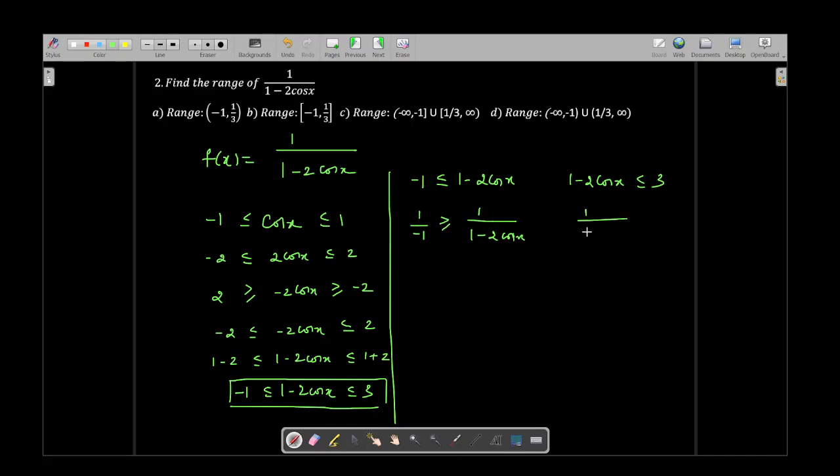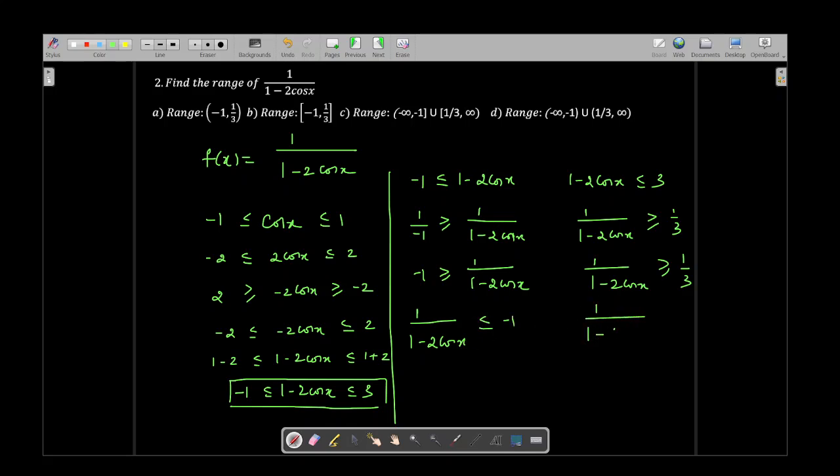Here also I'll take the reciprocal. 1 by 1 minus 2 cos x, this becomes 1 by 3. So this inequality changes to greater than or equal to. So now I can write minus 1 greater than or equal to 1 by 1 minus 2 cos x. And here I can write it as it is, 1 minus 2 cos x greater than or equal to 1 by 3. And I can exchange this. So 1 by 1 minus 2 cos x, the function, is less than or equal to minus 1, and here the function 1 by 1 minus 2 cos x is greater than or equal to 1 by 3. So here I can write this as f of x. This function is f of x. F of x is less than or equal to minus 1, and f of x is also greater than or equal to 1 by 3.